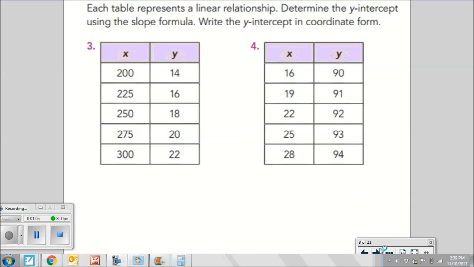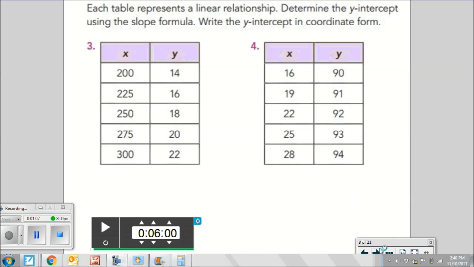All right, so page 122 looks like this. At the top it says each table represents a linear relationship. Remember, linear means it would just make a straight line if we graphed it. So you need to determine the y-intercept using the formula. You're going to write your answer in slope-intercept form. So you need to write the equation, just like what we did before, for these two tables. You can see the timer's already up here. You're going to have 6 minutes to write the equation for both tables. So I'm going to hit play. 6 minutes starts now.